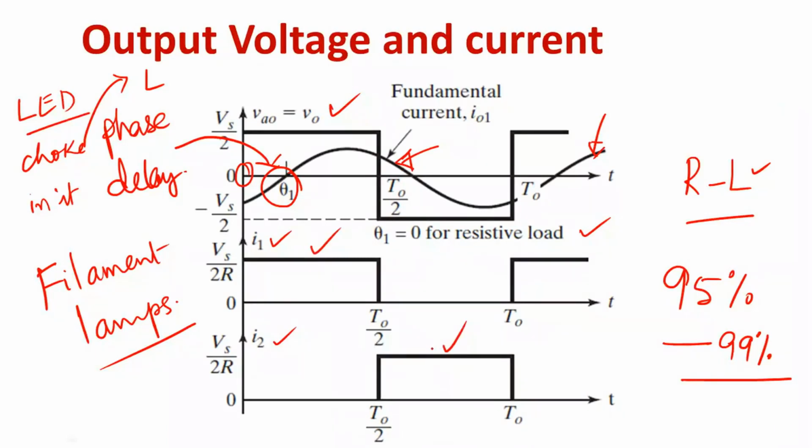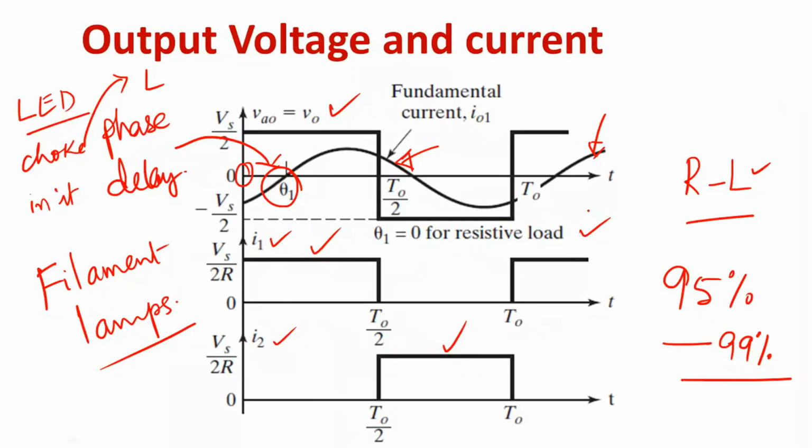The points you need to remember: a half-bridge inverter contains only one leg. A leg contains two switches connected in series. When switch S1 is on, S2 should be in the off state. And vice versa, when S2 is on, S1 should be in the off state.